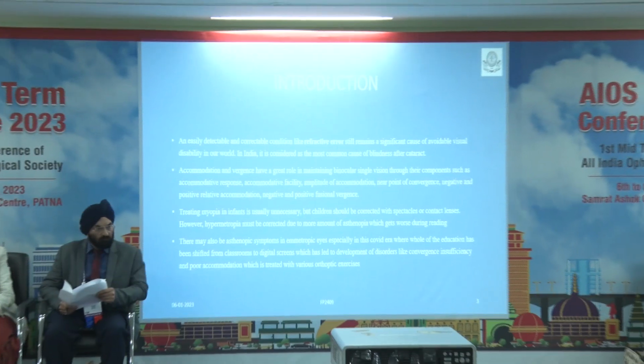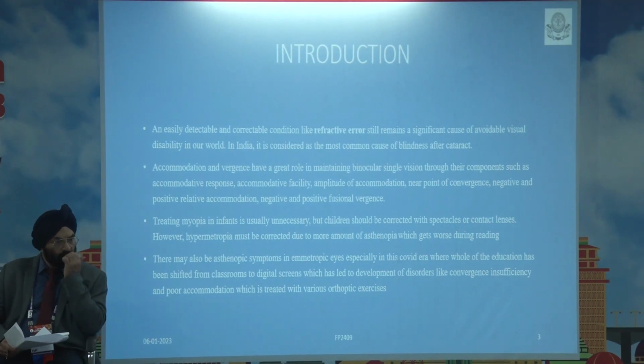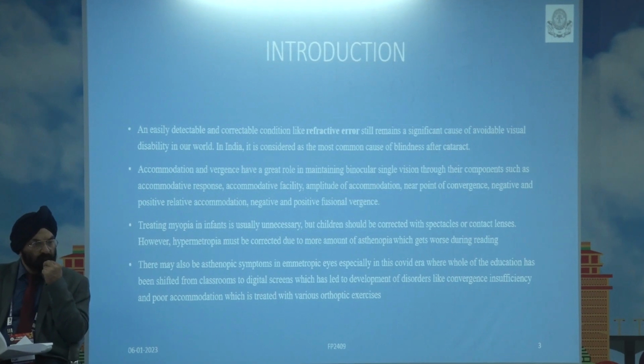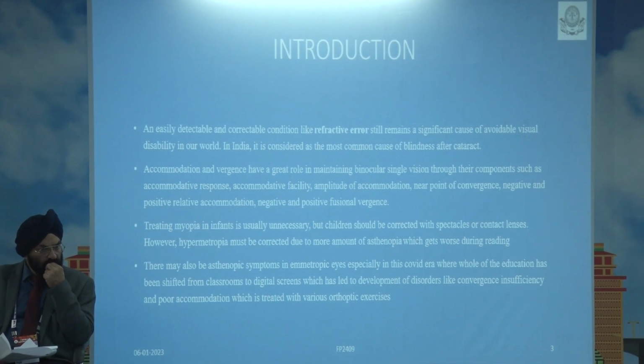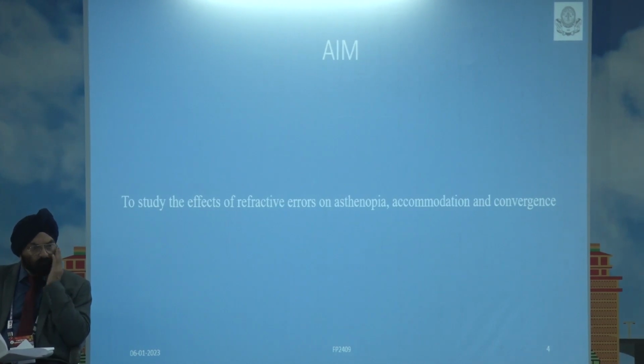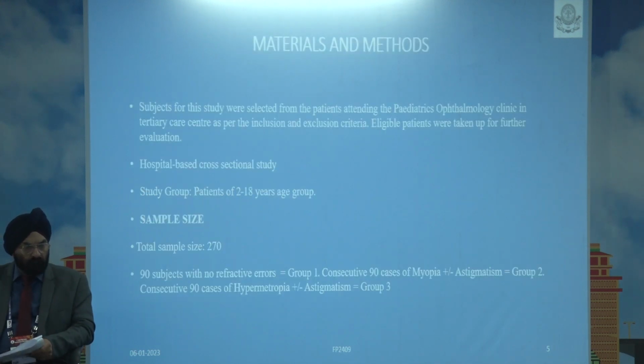There may also be asthenopic symptoms in emmetropic eyes, especially in this COVID era, where the whole education system has shifted from classroom to digital screens, which has led to the development of disorders like convergence insufficiency and poor accommodation, which are treated with orthoptic exercises. The aim of the study is to study the effects of refractive errors on asthenopia, accommodation, and convergence.